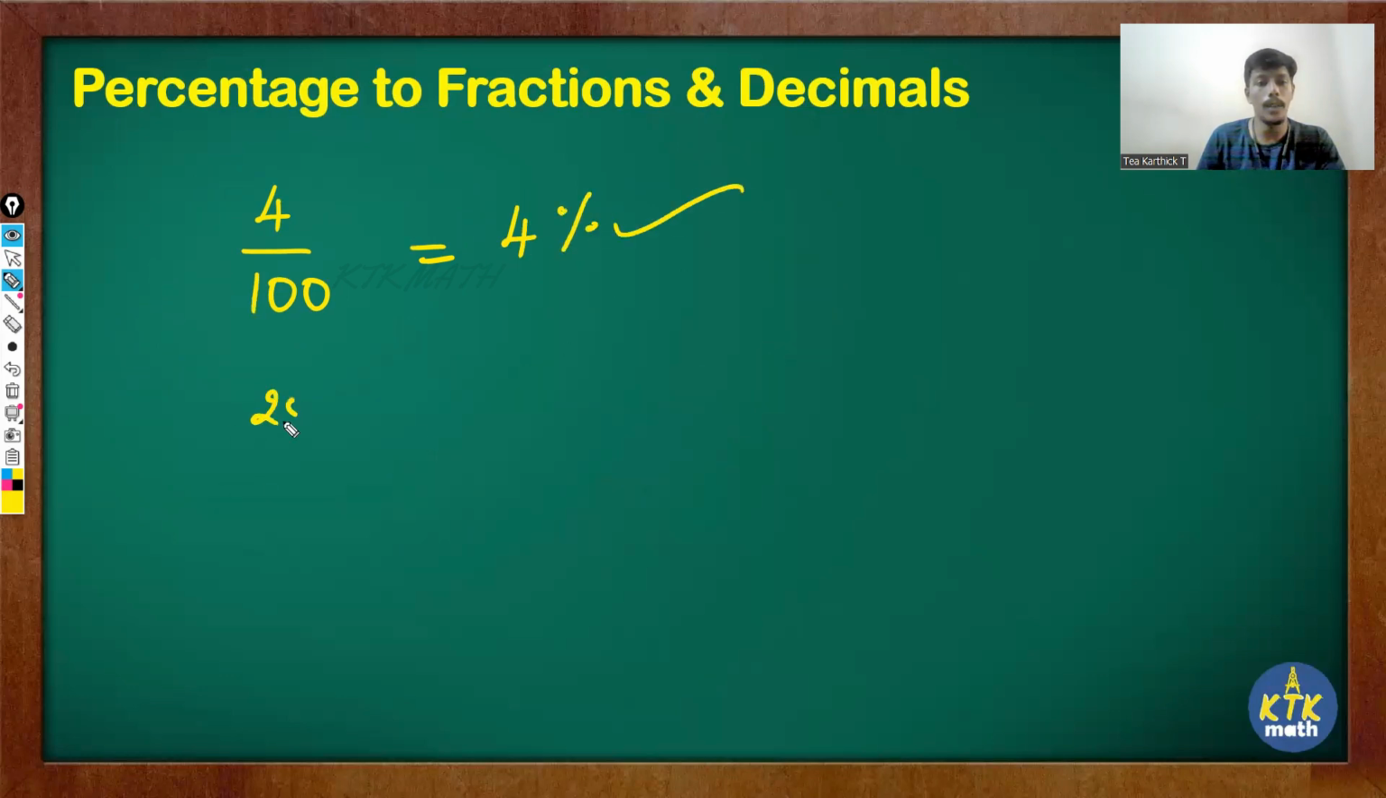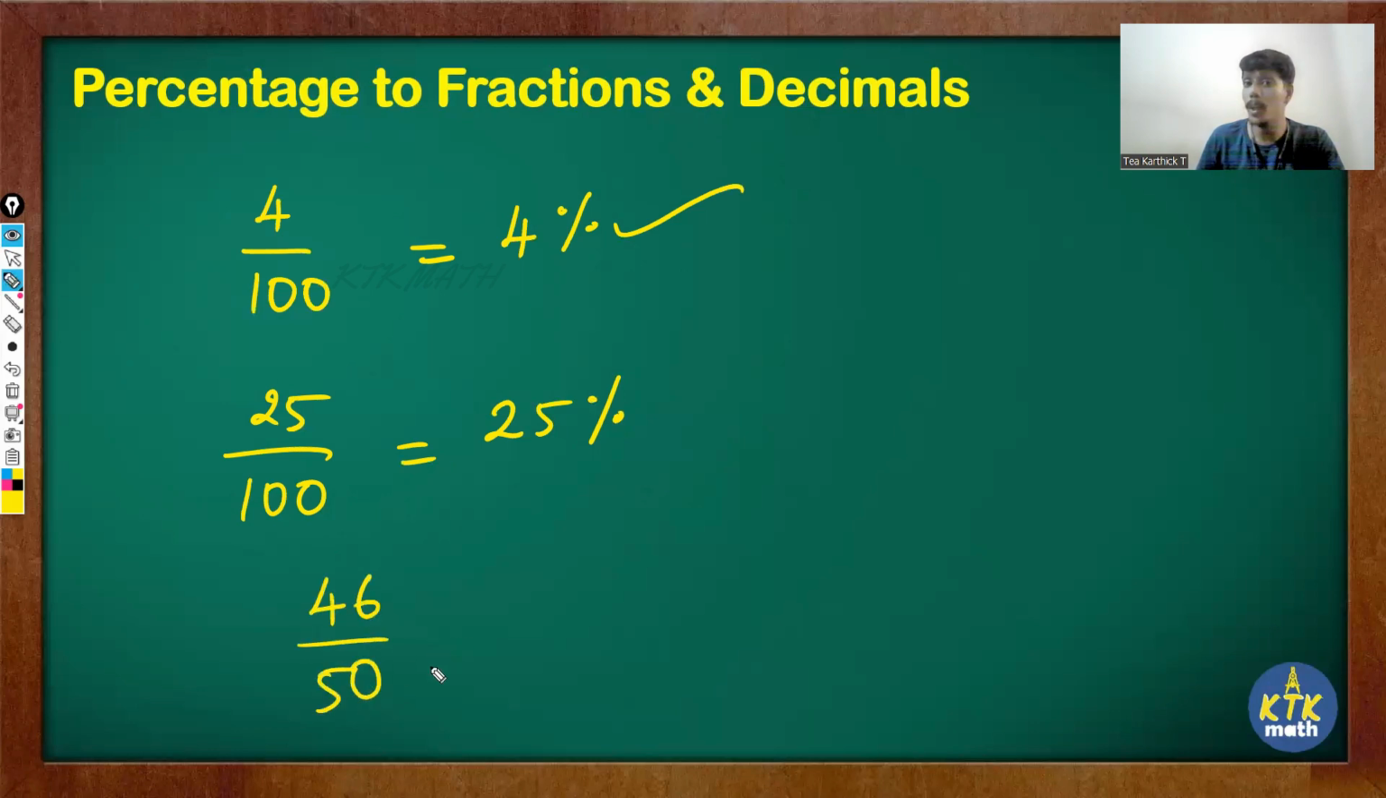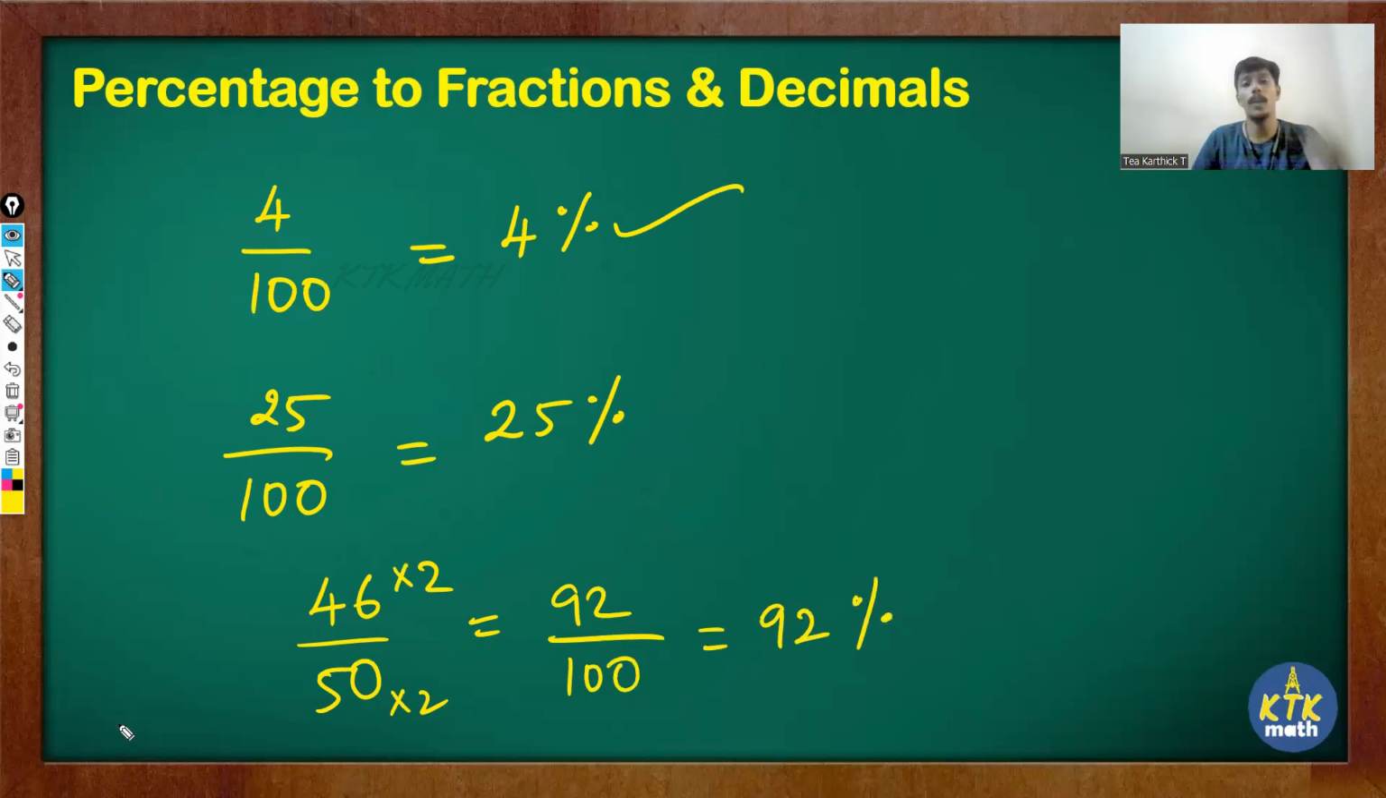Or if you have 25 over 100, what? 25 percentage. Or if I have 46 over 50, what do I need to do? I need to multiply this with 2 and 2. So it is going to be 92 by 100, which will give you 92 percentage. So whenever you are converting fractions into percentage or percentage into fraction, make sure it is a simple relationship with 100 in the denominator of the fraction.